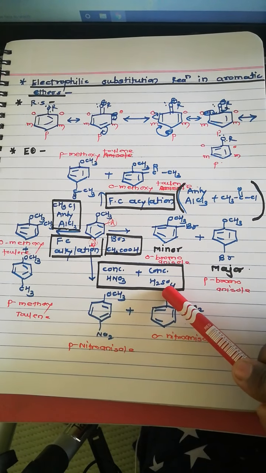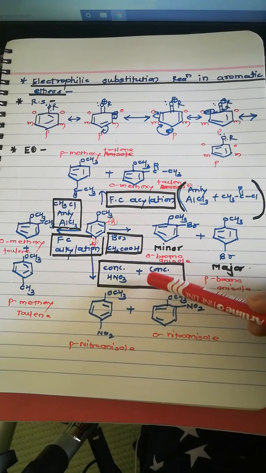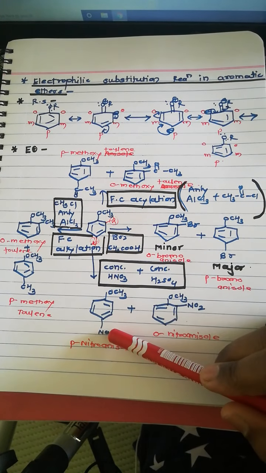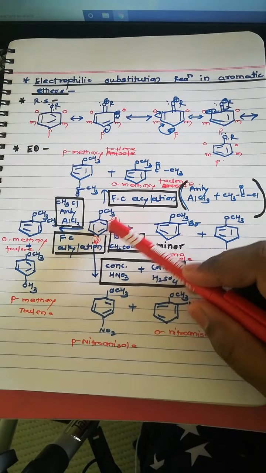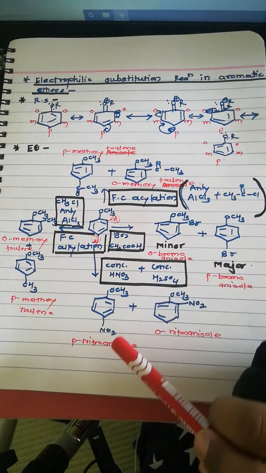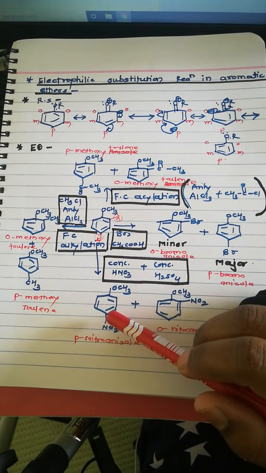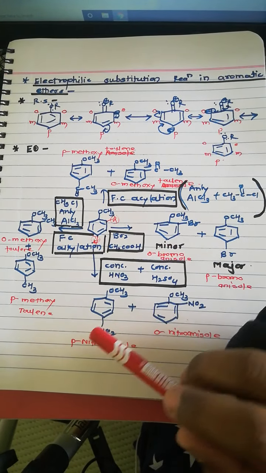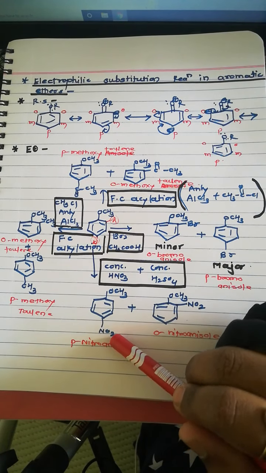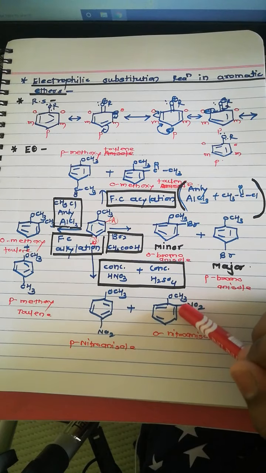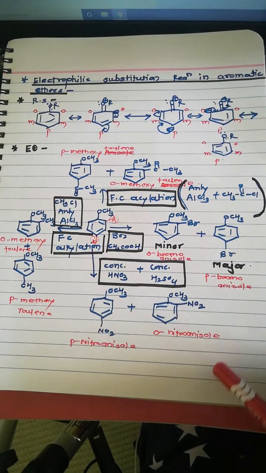Here concentrated H2SO4 is used as a catalyst for generation of electrophile. Here electrophile is NO2 plus. NO2 plus is electron deficient and the ortho and para position of anisole is electron rich. Therefore it adds to ortho and para position and we get ortho product and para product. The ortho product is minor and para product is major. Ortho is minor because of steric hindrance, because two bulky groups are close to each other.